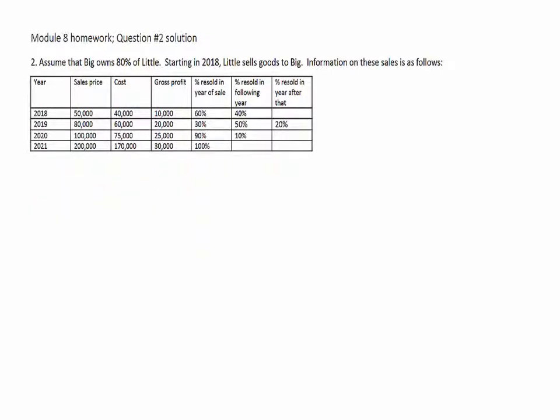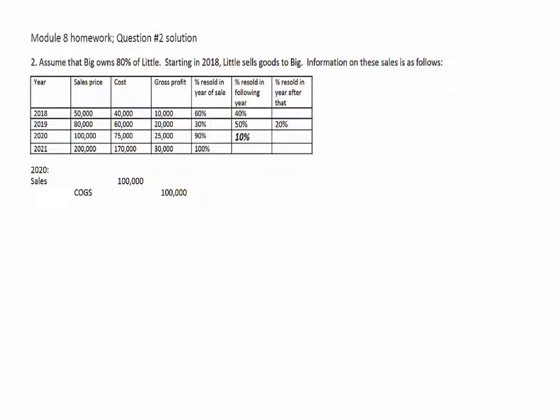Okay, moving on to 2020. Again, first we eliminate sales and cost of goods sold in the amount of the intercompany sales revenue. Second, we have to defer whatever portion of this year's gross profit is unrealized. There was a $25,000 gross profit. 90% of the merchandise was resold, therefore 90% of the profit was realized. The other 10%, or $2,500, is still unrealized. We're going to defer that, as always, by increasing cost of goods sold and reducing inventory.